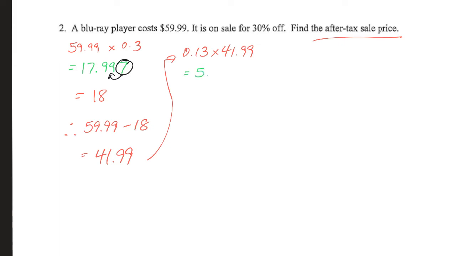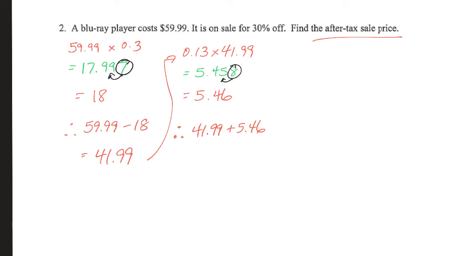Say that again for me. 5.458. And there we go. Okay, we got to go through the same process. Money's rounded off to 2 decimal places. So what's that 8 going to do to the 5? It's going to bump it up. So I have $5.46 as my tax. Do I need a dollar sign on that? No, because that's still not my after-tax price. So now I need to take my sale price and add on my tax.